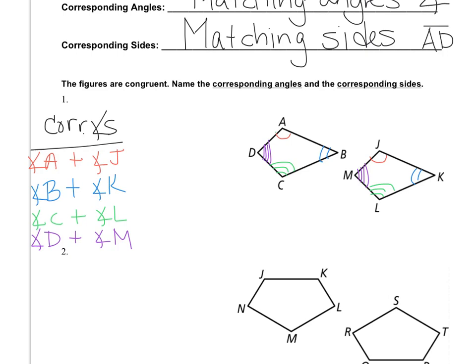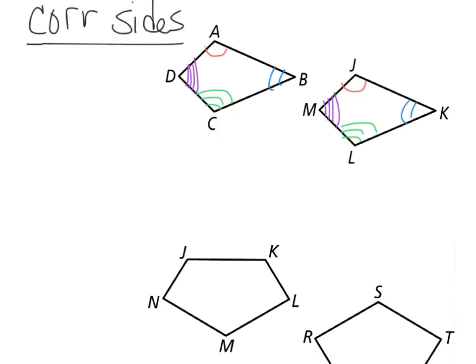Now for the corresponding sides, let's start to list them. So corresponding sides. Okay, so for the corresponding sides, I'm going to start with side CD, and I'm going to make a mark here. And then that will correspond with side LM. So now I'm going to write it over to the left. CD, side CD, and side LM.